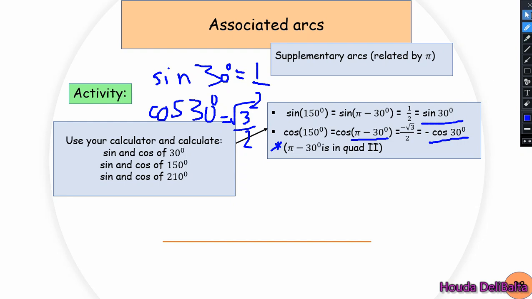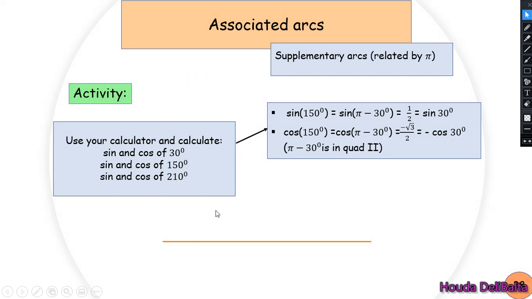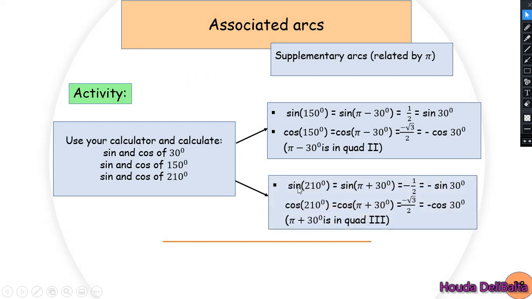Let's see what happens with 210. I guess that you got this answer also. Sine of 210 is minus half, and cosine of 210 is minus radical 3 over 2. So for 210, both sine and cosine are negative. Why? Because 210 is indeed pi plus 30, 180 plus 30. And again, cosine of 210 is cosine of pi plus 30.